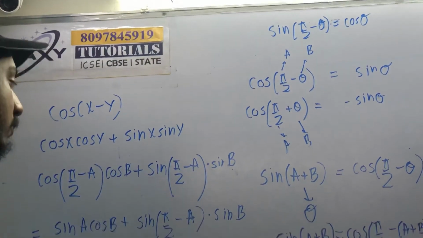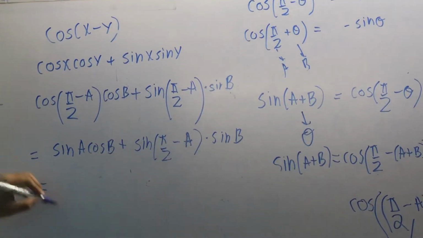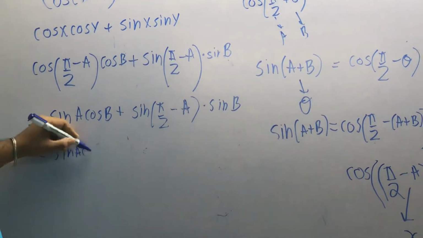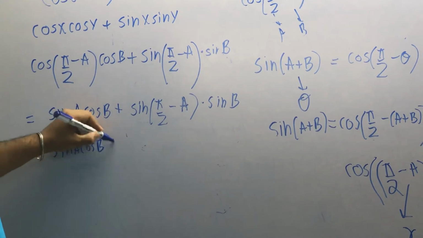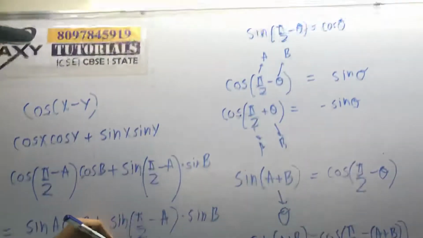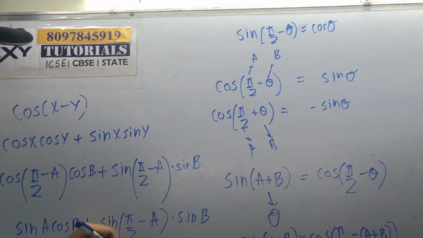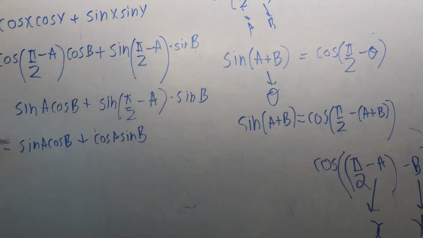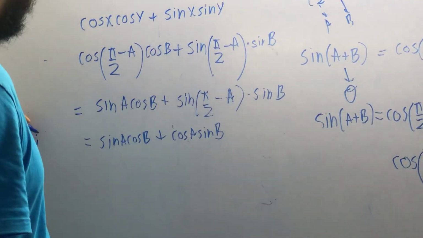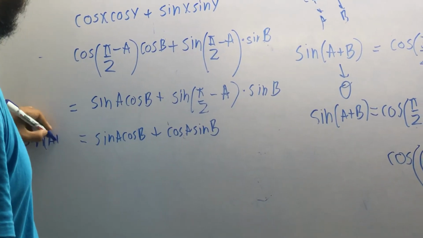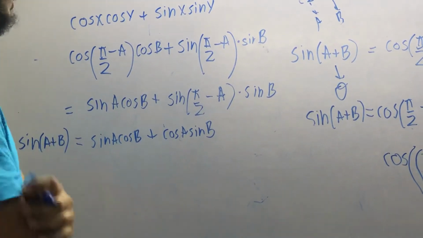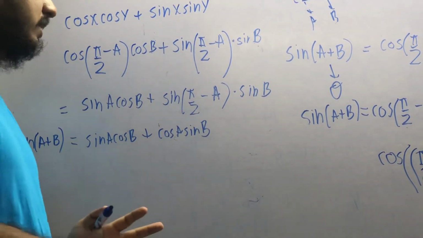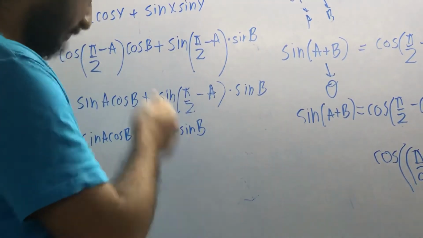Okay, so this one will be how much? Sin a cos b plus cos a sin b. And this was the identity for sin a plus b. Sin a plus b is how much? Sin a cos b plus cos a sin b.